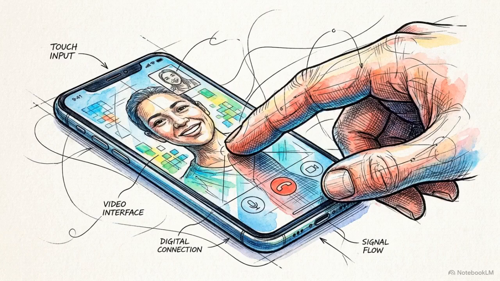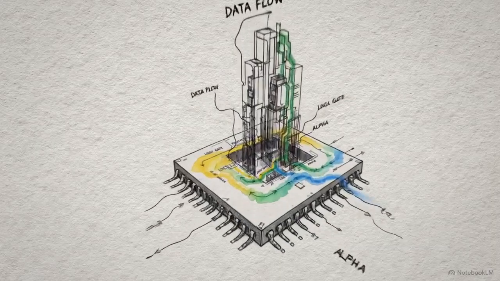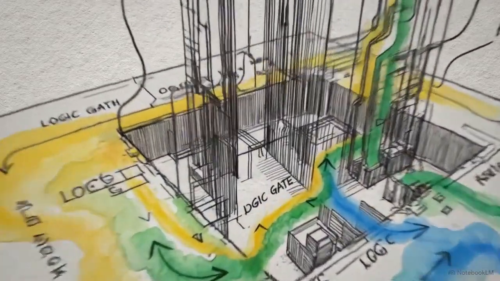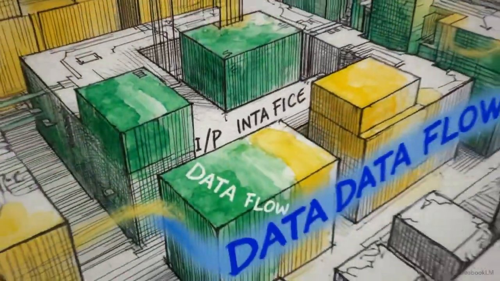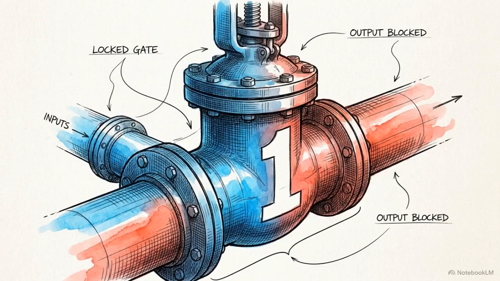We tap a screen and a face appears from across the globe. We press a button and instantly stream a song. Underneath that smooth glass, a massive network of physical electrical gates handles the work, opening and closing billions of times per second to resolve every human command into a definitive state.